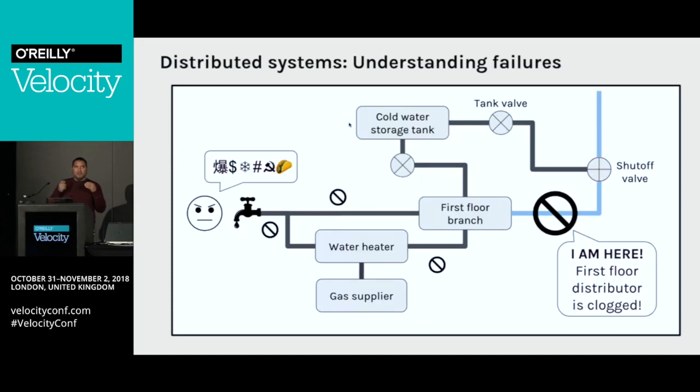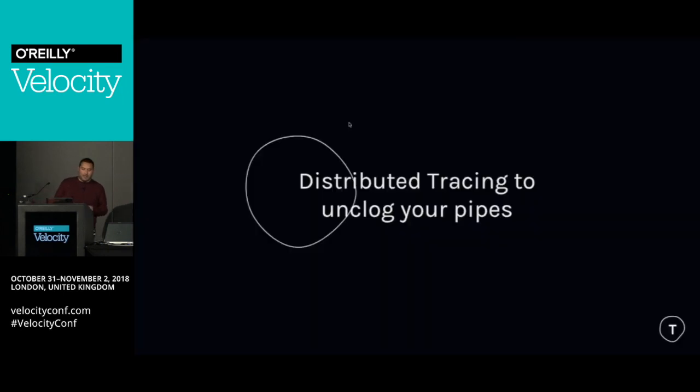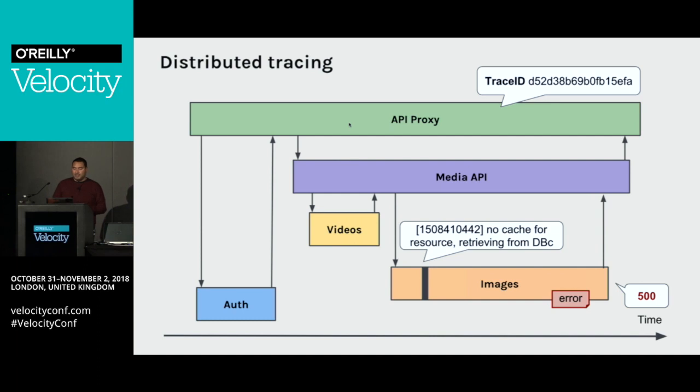So how can my dream become true? How can my error yell at me and tell me, I am here, fix me? Well, that is where distributed tracing comes in to unclog your pipes. Distributed tracing is a way to understand what happened in your request. It's about tracking and analyzing requests as they bounce around your distributed architecture as a whole.